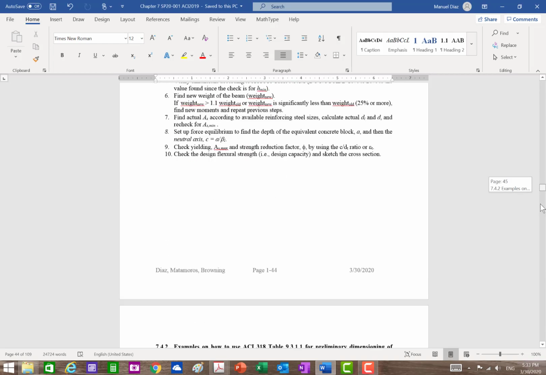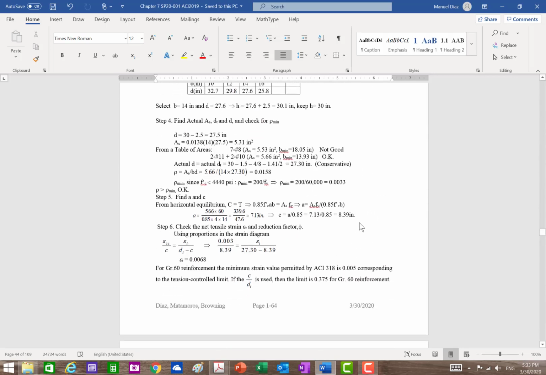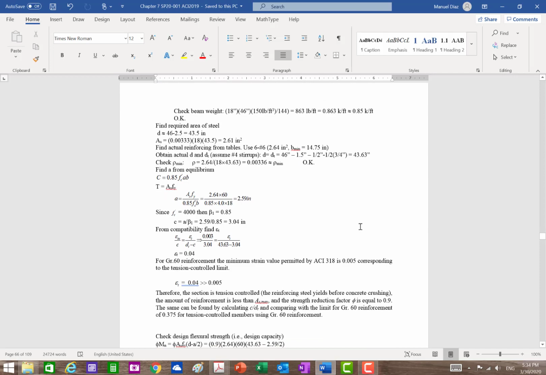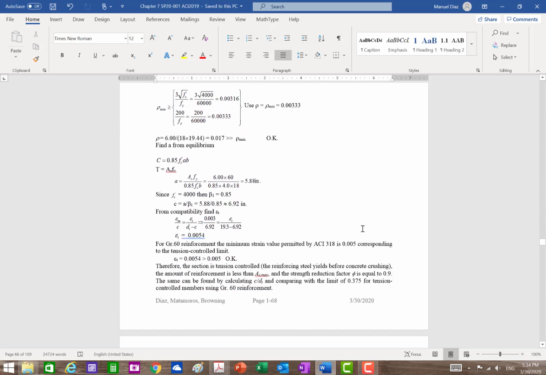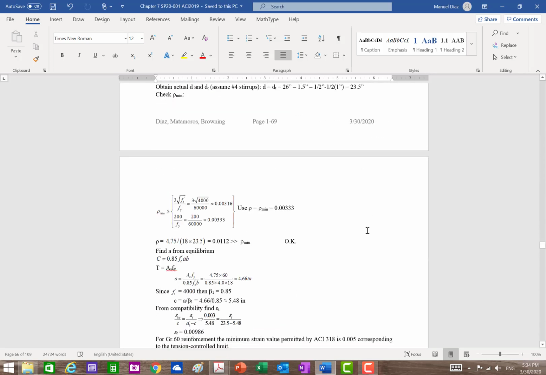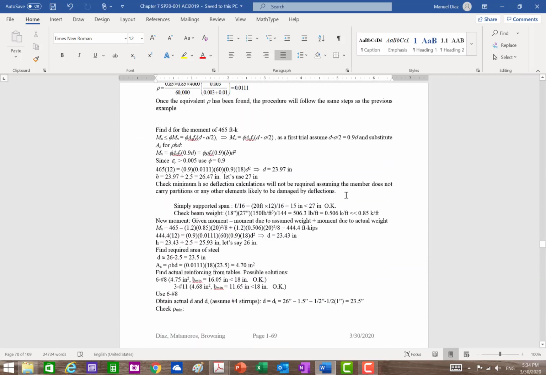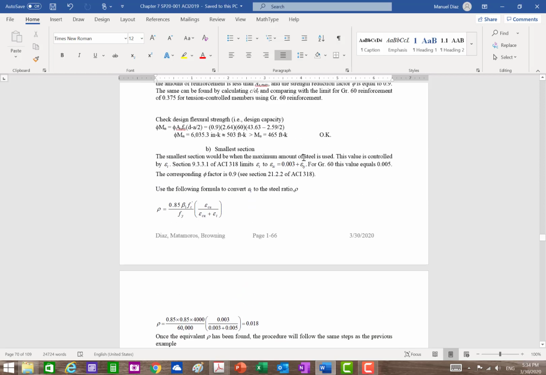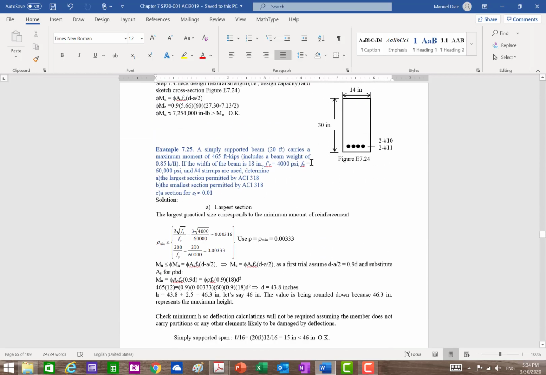So let me find that example here. Here is the example. So let's see the beginning of the example.